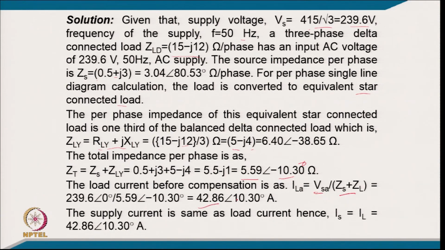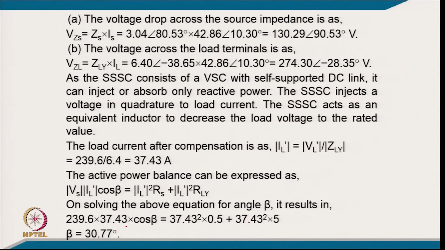It comes to 42.86 ampere at the angle of 10.30, and this current will be the same as the load current. Now the voltage drop across the source impedance will be impedance multiplied by the current, and it comes to 130.29 volt at the angle of 90.53 degree, and the voltage across the load will be the load impedance multiplied by the load current. It comes to 274.30 volt, and this voltage is much higher than the rated voltage because the load is capacitive. So, we have negative voltage regulation.